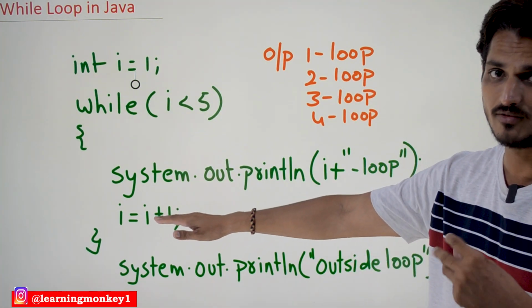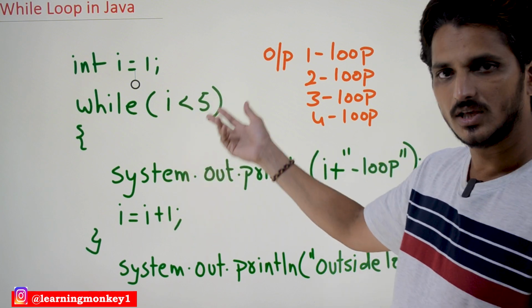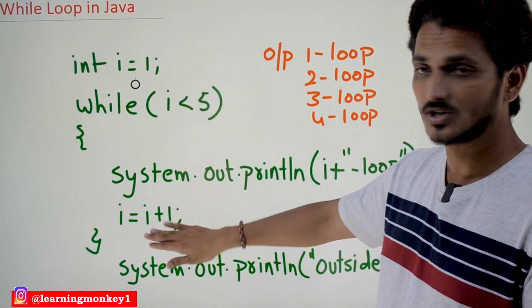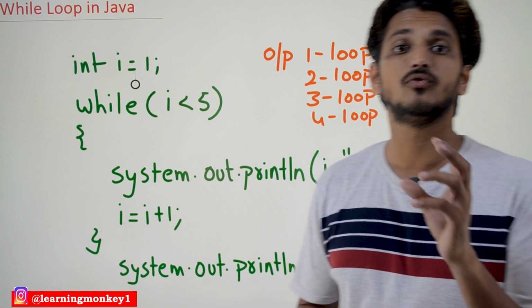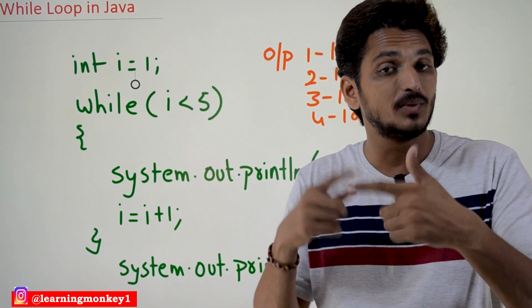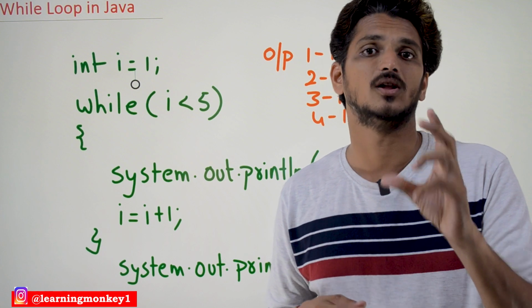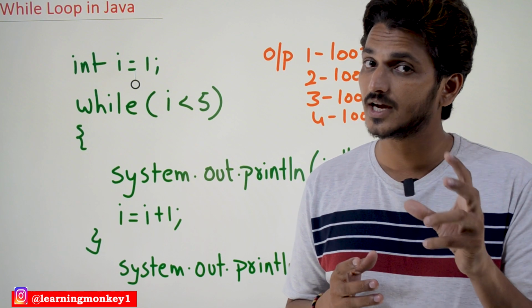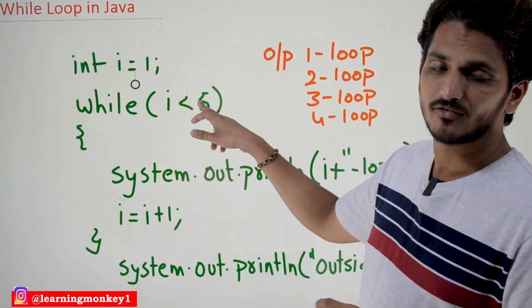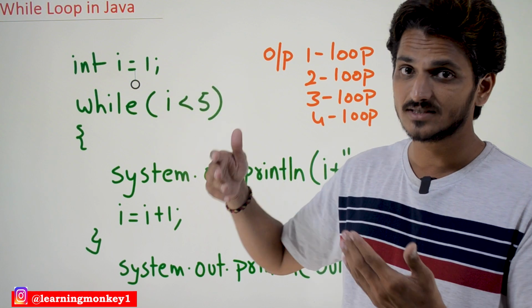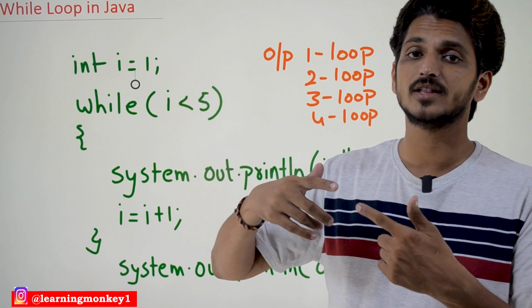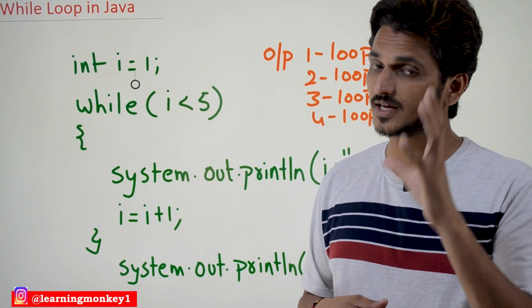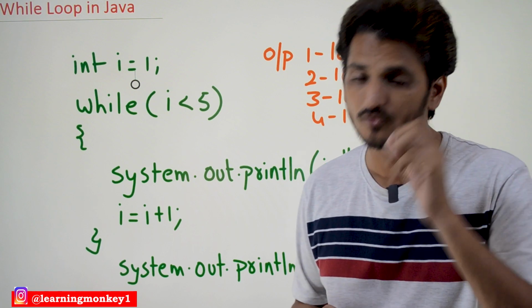Now the i value is 3. 3 less than 5, yes, execute. Next i is equal to 4. 4 less than 5, yes, execute. Next i is equal to 5. 5 less than 5, which is false. So the loop is going to be executed until the condition is false. That's why you must be very careful about writing the conditions. If you write i greater than 5, there is a chance that the loop is going to be executed an infinite number of times. So you have to write the condition properly. That is where you have to focus.